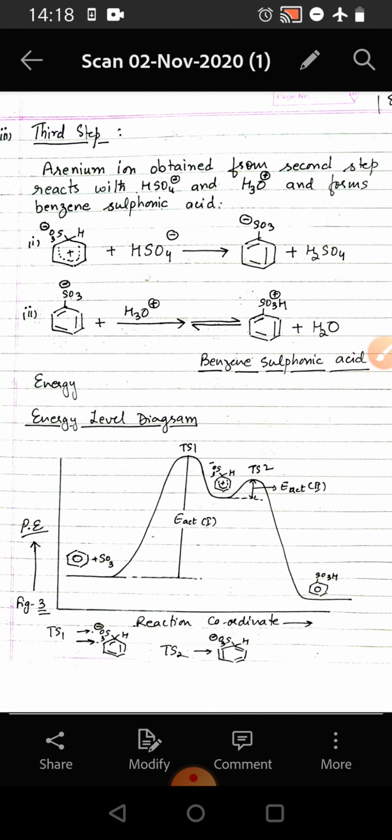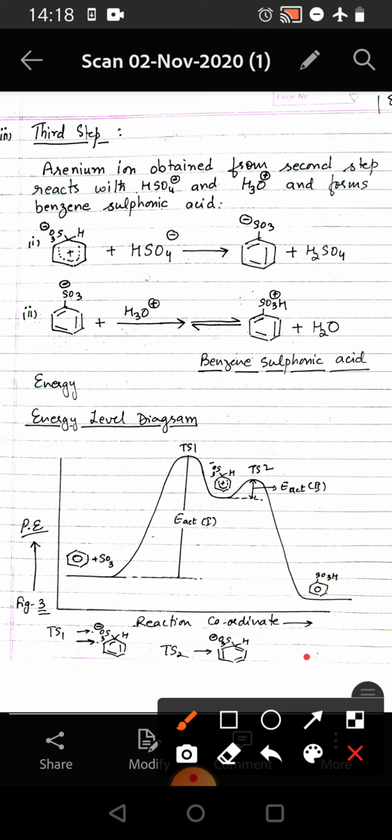Now if we come to the energy profile diagram, again in this, the X is the reaction coordinate and the Y is the potential energy. And here also in a similar manner, the reactant is at a higher level of energy than the product, so hence it is an exothermic reaction.